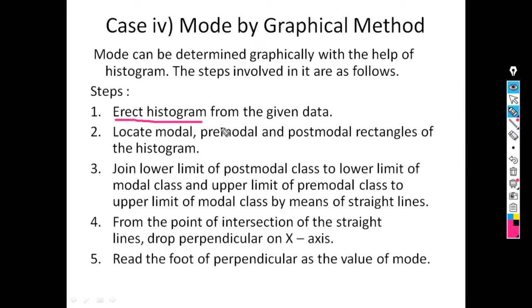Second step is locate modal, pre-modal and post-modal rectangles of the histograms. As in calculation we already saw, our first step is we have to locate the modal class. Modal class means the class which has the maximum frequency. Then pre-modal class is the class just before the modal class, and post-modal class is the class just after the modal class.